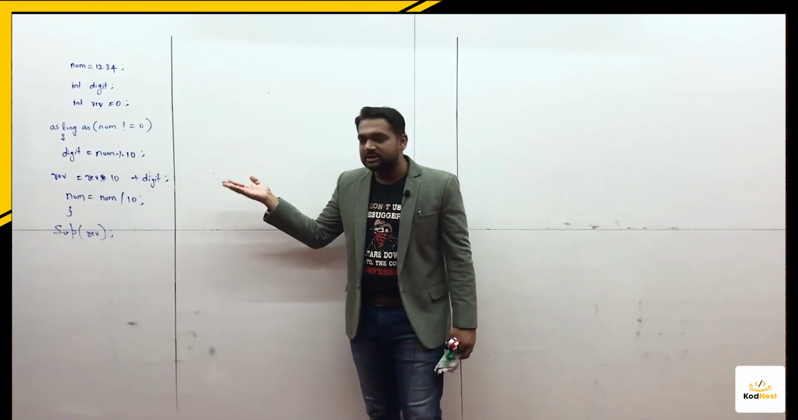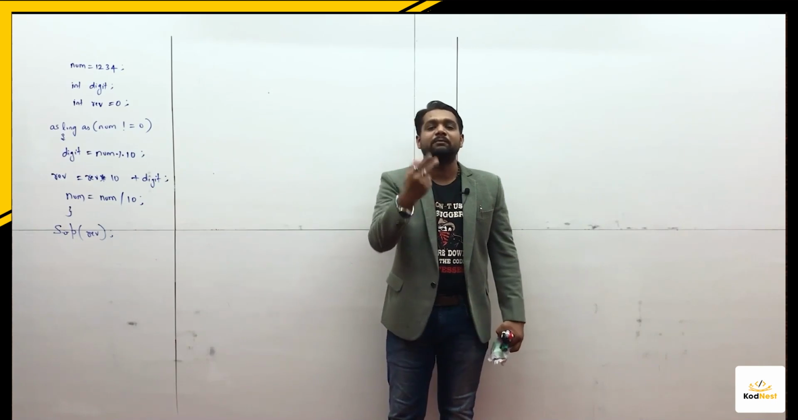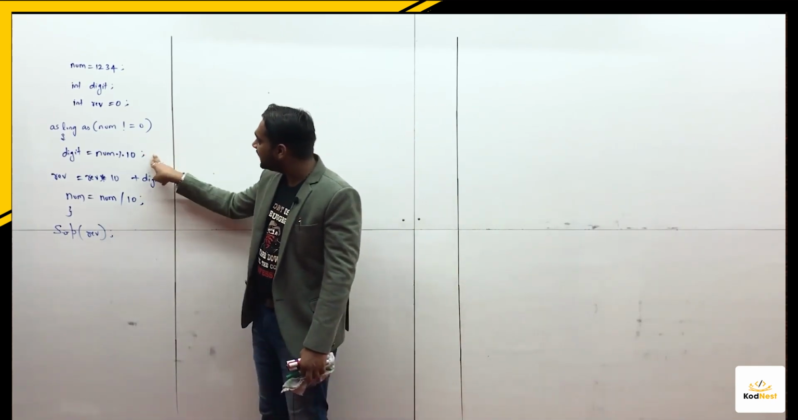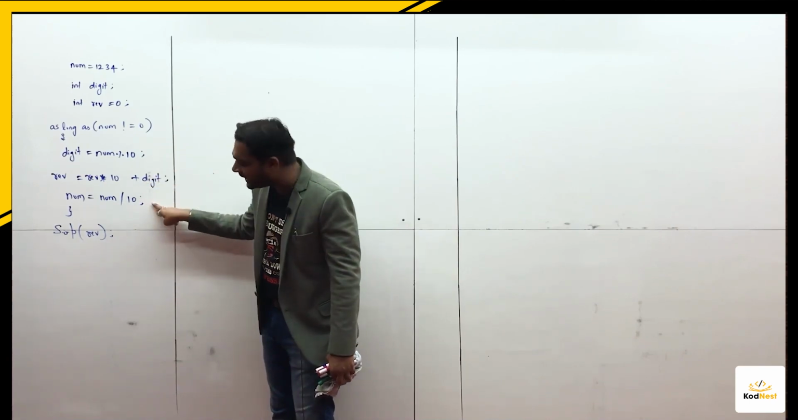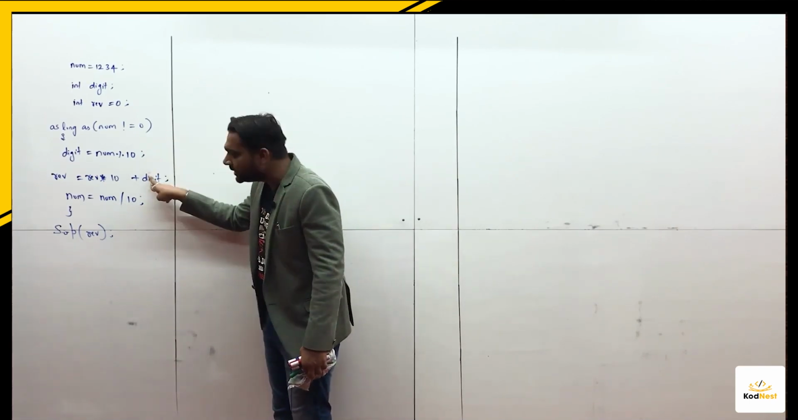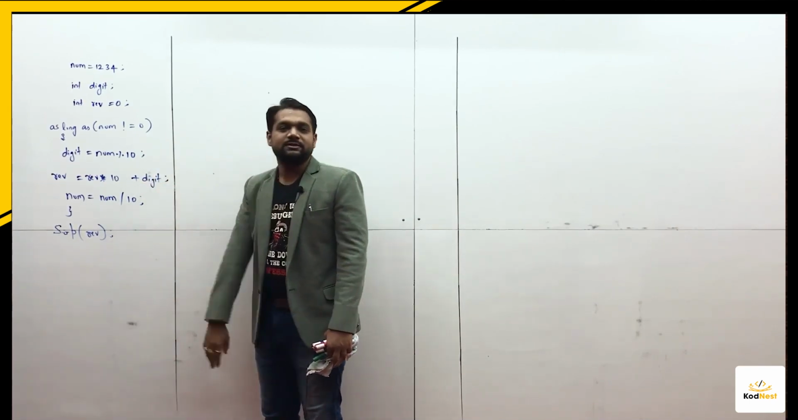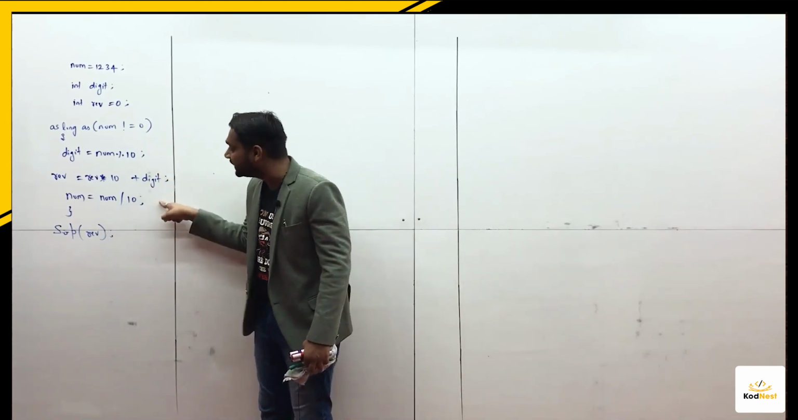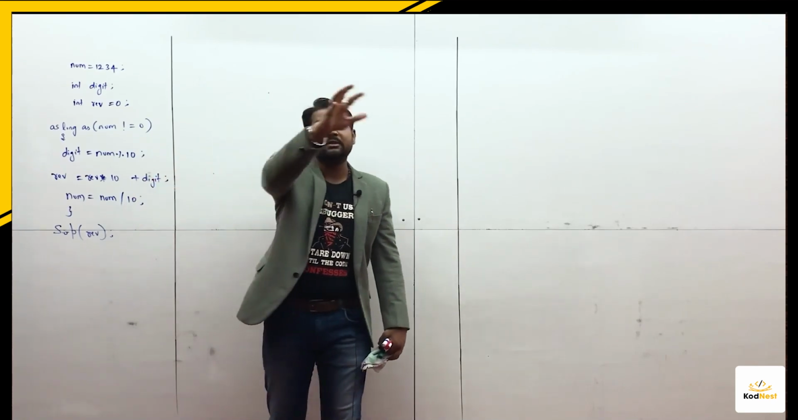This only is the logic to reverse a number. Take the last digit, add it to the reverse number, remove the last digit. Keep these two in your mind, especially these two. It will be used in many places.